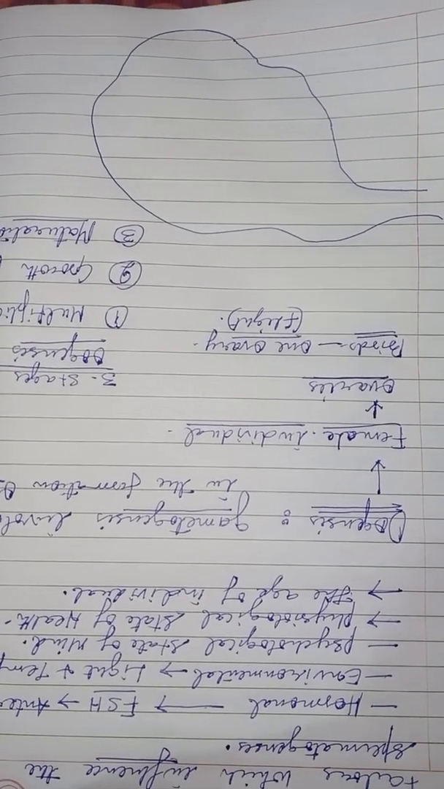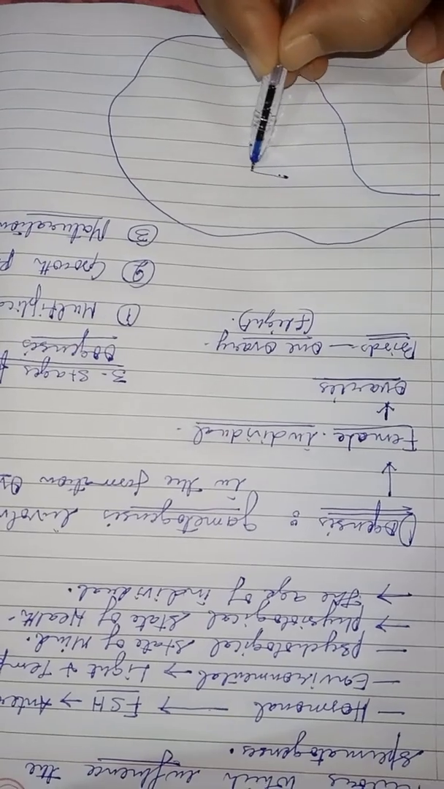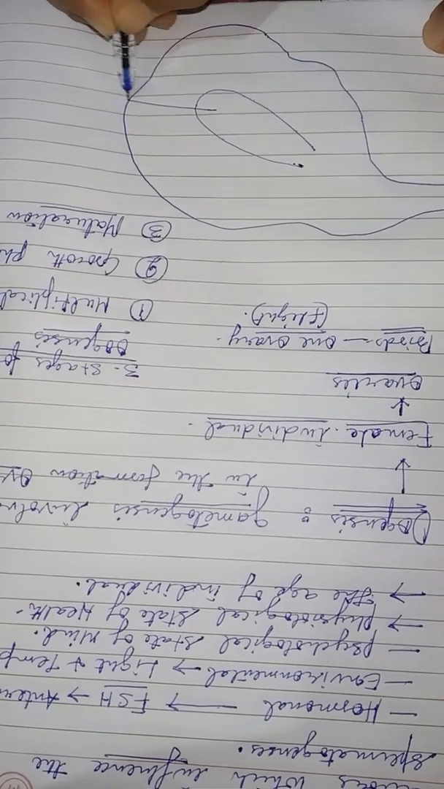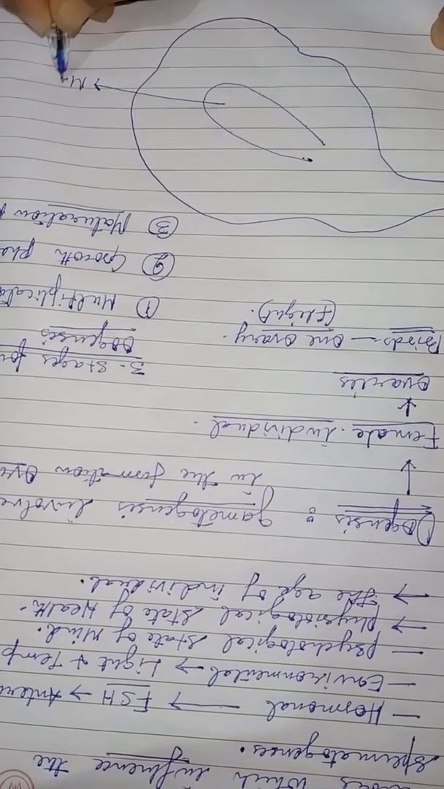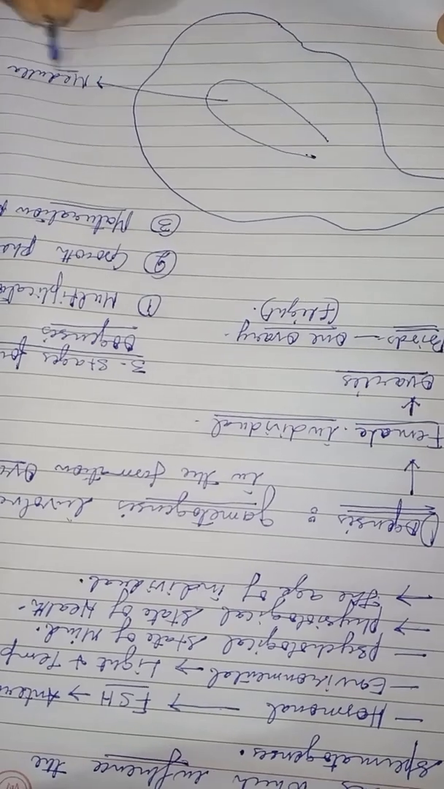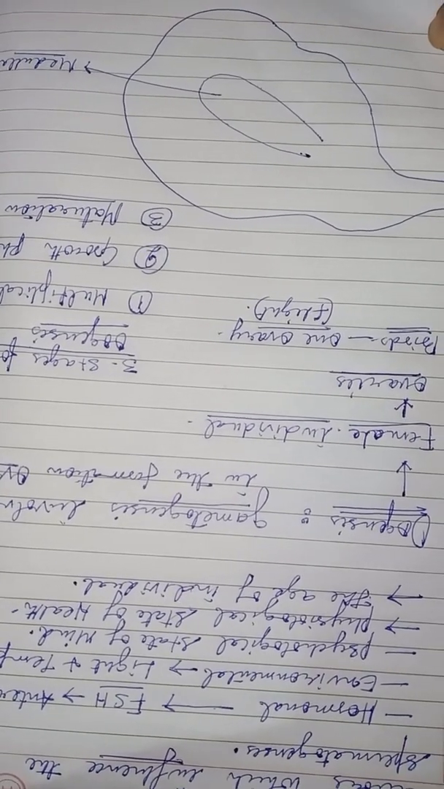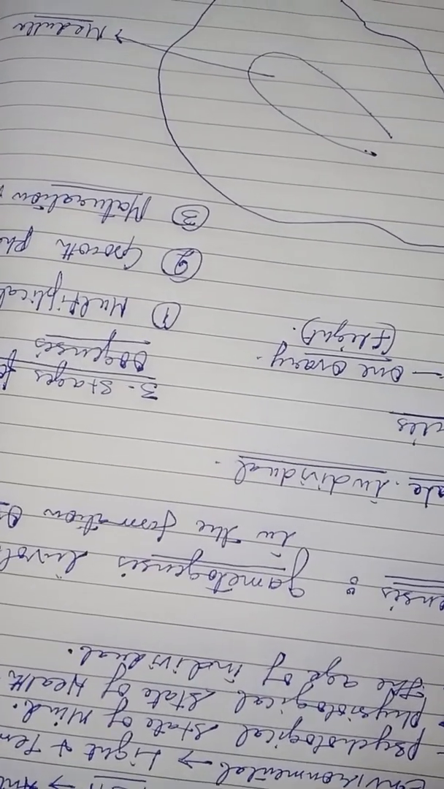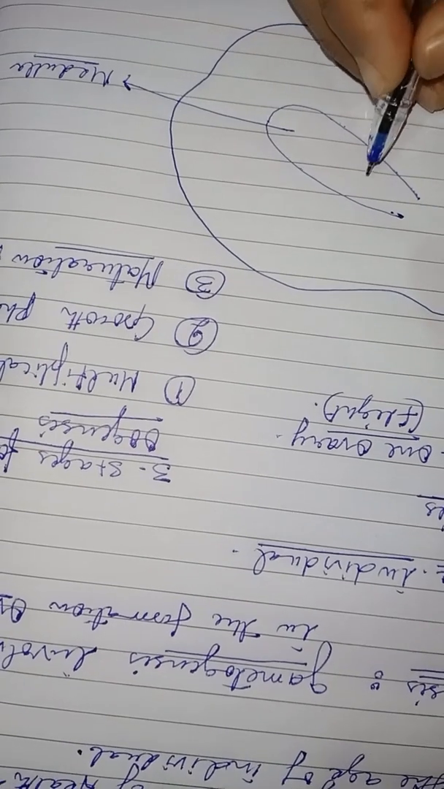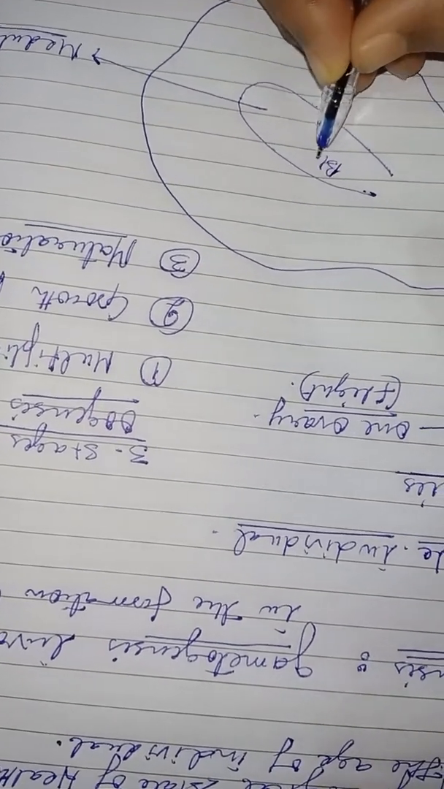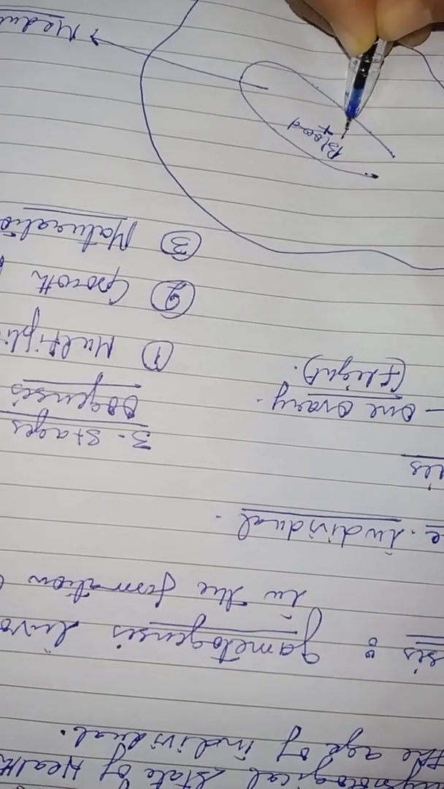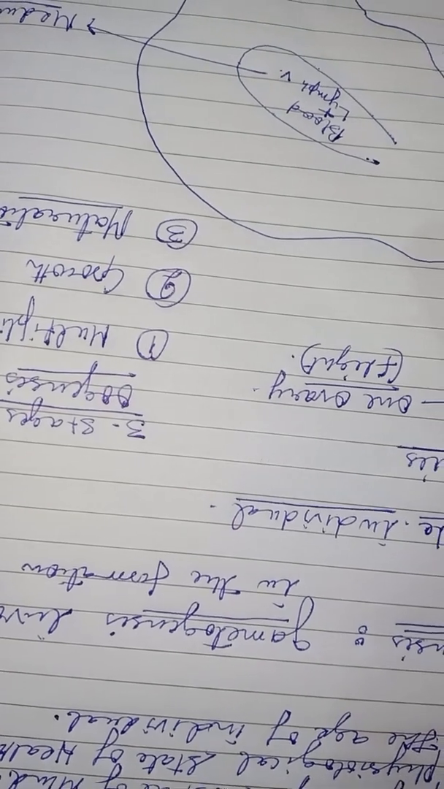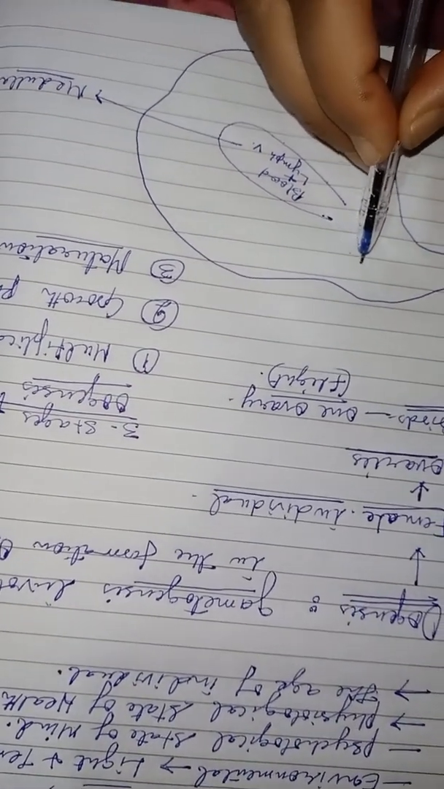If we look at the histology of the ovary, in the central portion we have the medulla. Medulla is the innermost part, which contains the relatively large blood and lymph vessels.